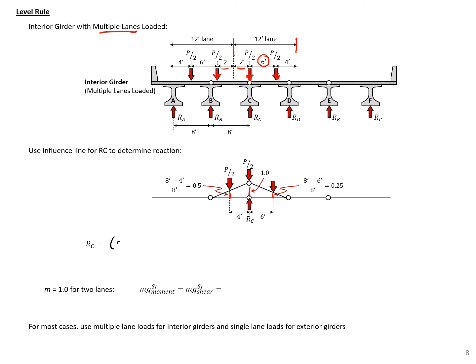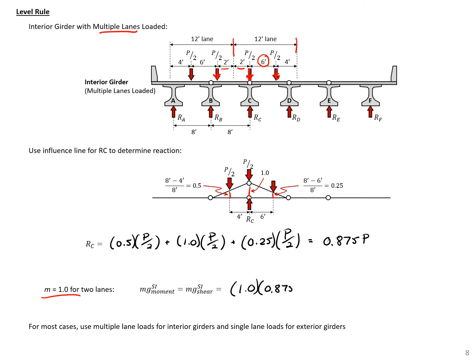So we have 0.5 times P over 2 plus 1.0 times P over 2 plus 0.25 times P over 2. And this will give us a value of 0.875 times P. So we have 2 lanes loaded, so our multiple presence factor is going to be 1.0. We have 1.0 times 0.875 will give us a value here of 0.875.